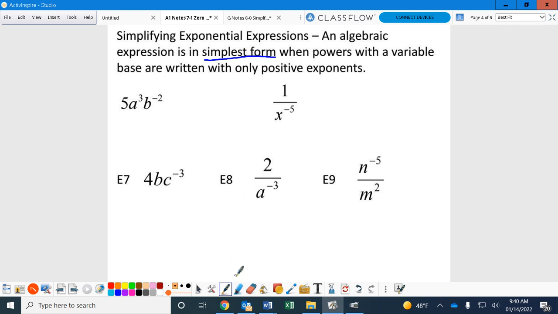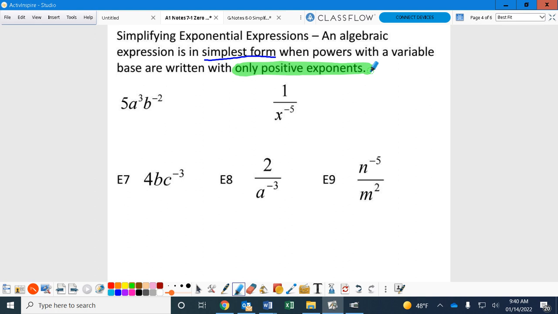So that would probably be something I'd highlight right here, that it has only positive exponents. If you want to simplify it, it's not going to have negatives in it. Your answers are not going to have negative exponents in them. There's only one exception to that. It has to do with scientific notation and writing things using that. We'll talk about that later on.